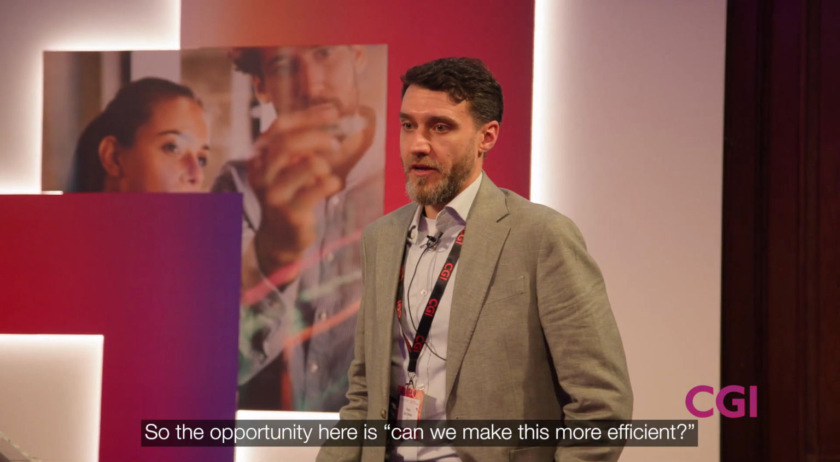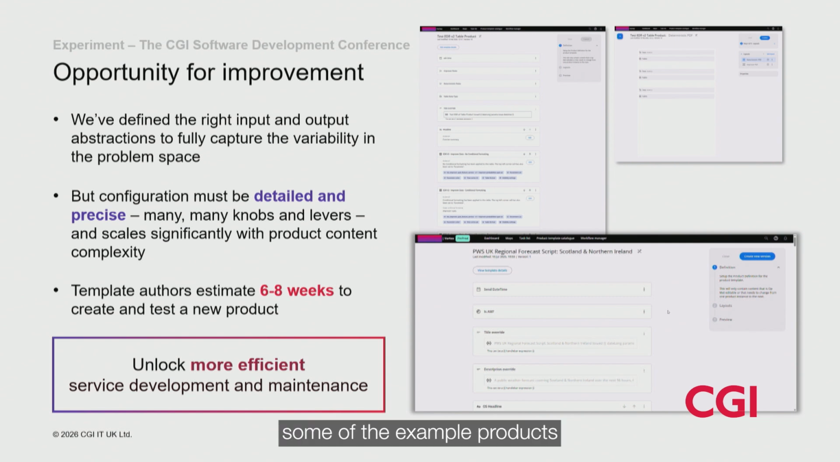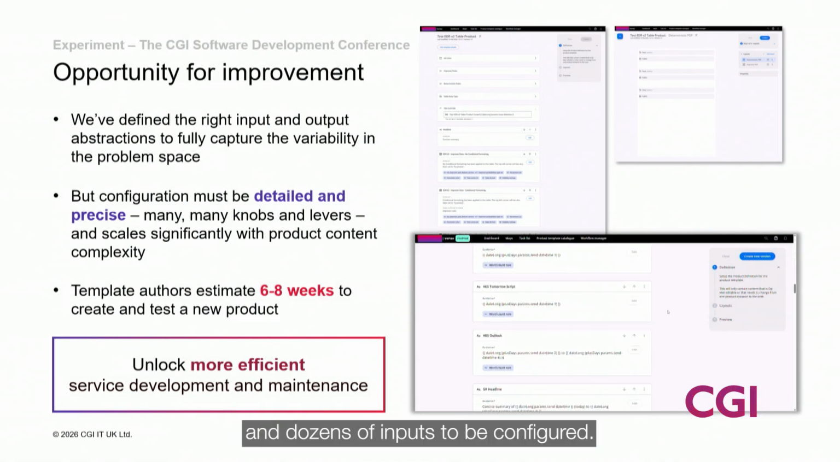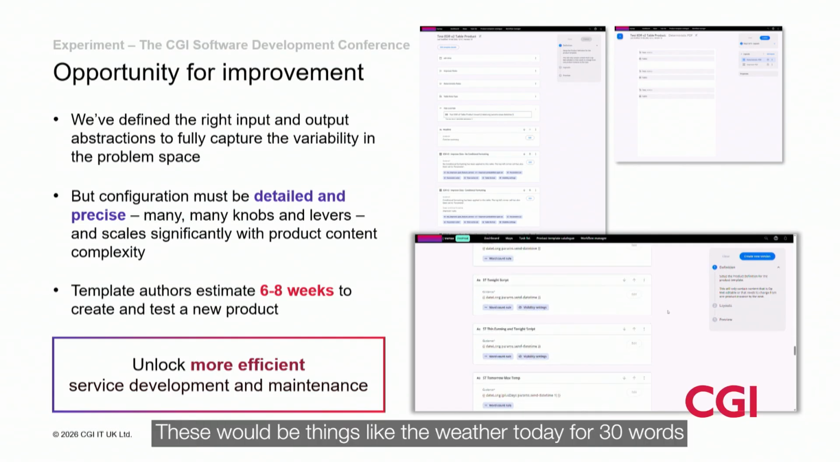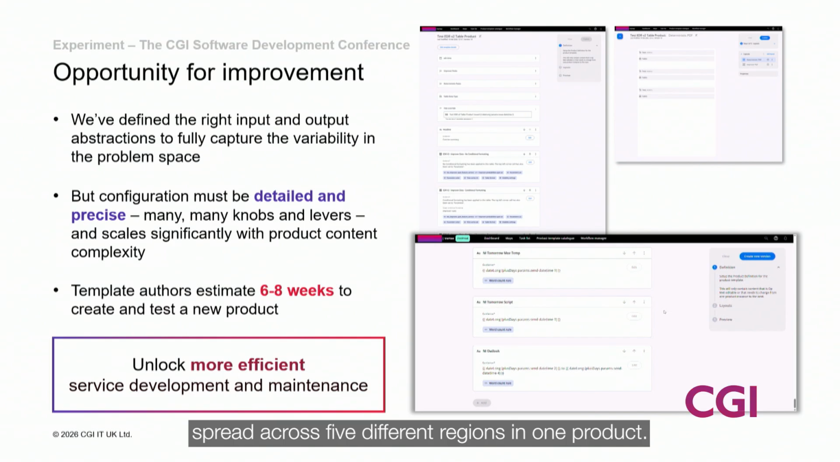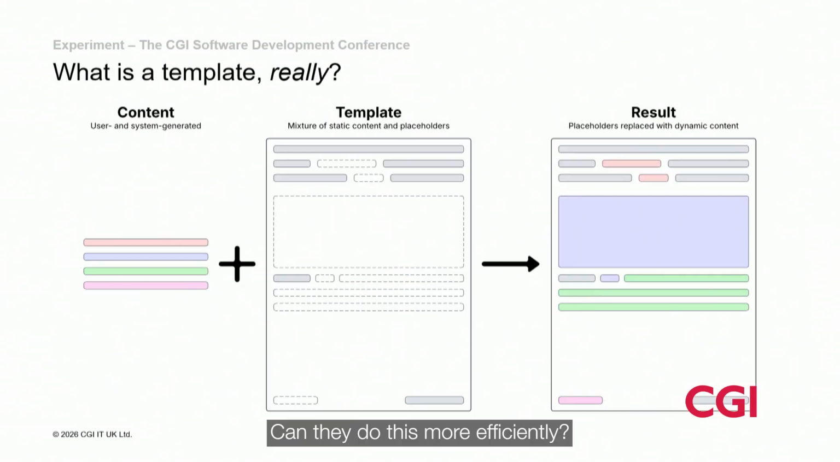So the opportunity here is, can we make this more efficient? The big form on the right there, some of the example products have dozens and dozens of inputs to be configured. These would be things like the weather today for 30 words and the weather tomorrow for 30 words, spread across 5 different regions in one product. Can they do this more efficiently?